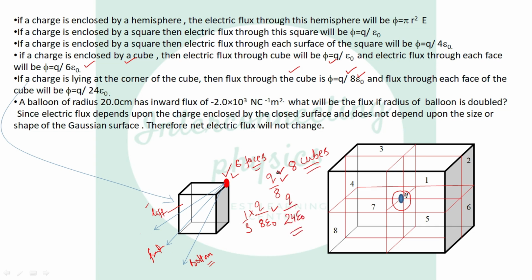Is that clear? Now next question. If a balloon of radius 20 cm has inward flux of this, what will be the flux if the radius of the balloon is doubled? Means if the balloon is doubled in size, then what will be the electric flux? We already know that electric flux only depends upon the charge enclosed by the closed surface. It does not depend upon the size of the Gaussian surface. So therefore net flux will not change. It will remain minus 2.0 into 10 raised to power 3 Newton meter square per Coulomb.